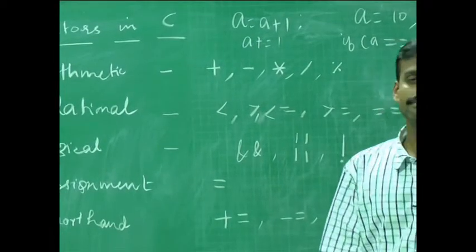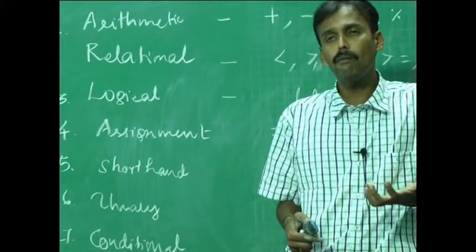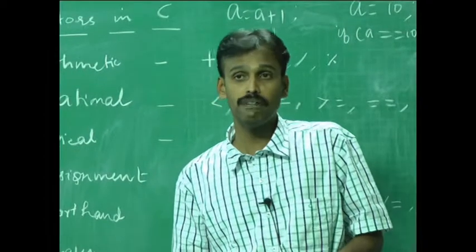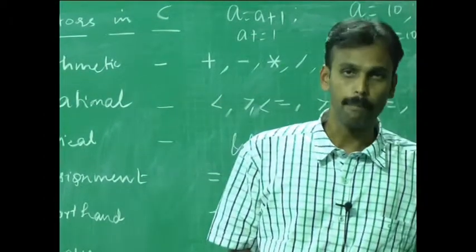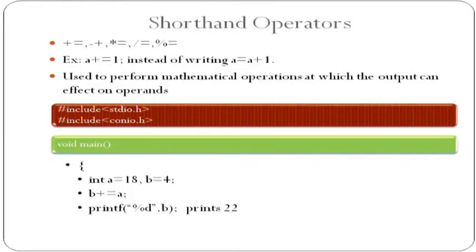Now let us have a sample program that demonstrates a shorthand operator. It is used to perform mathematical operations at which the result or output can affect the operands. To start with, it has a main function which declares two variables, a and b, which are defined with values 18 and 4 respectively. We try to have the value of a printed, it gets printed as 18. Then we try to have the value of b printed, which is 4.